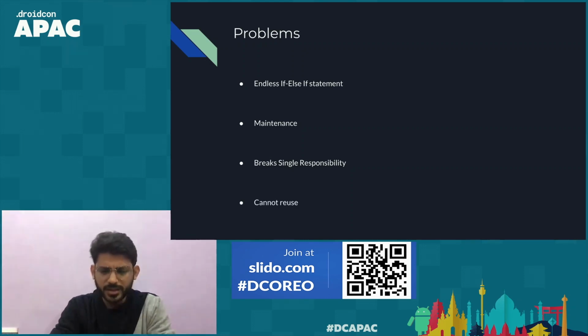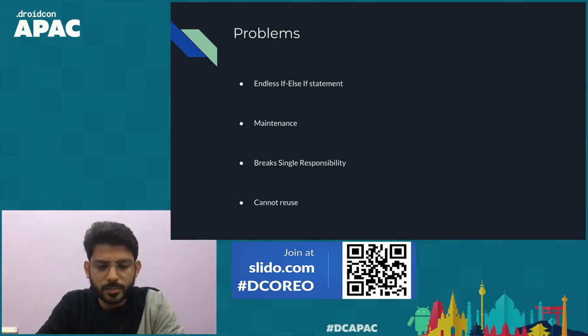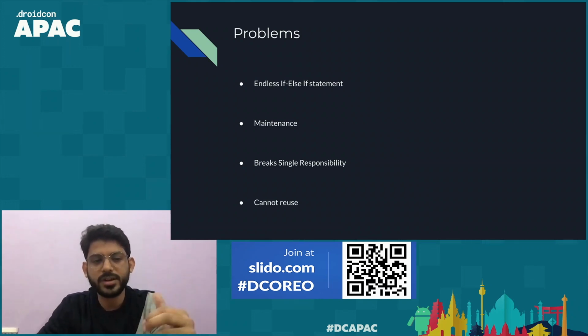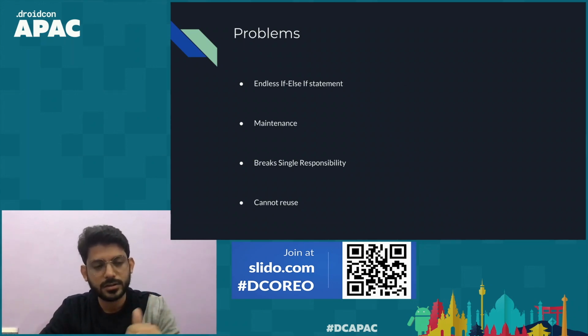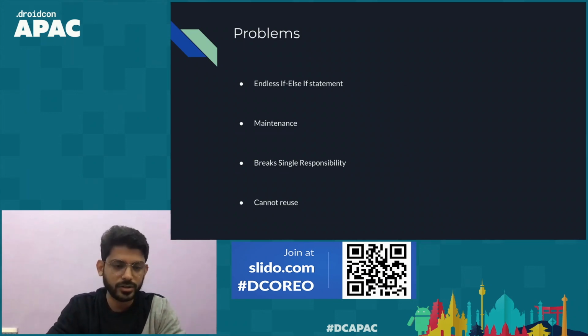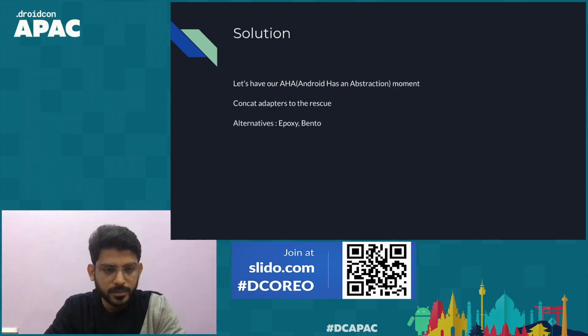One more problem with the existing code base is that the individual list item code cannot be reused, because the whole logic is merged in one single list. So it is very problematic to reuse the existing code. So let's look at the solution, how we can solve this.